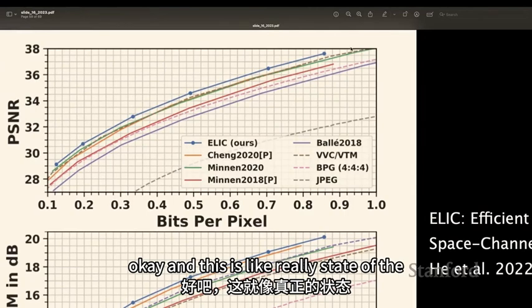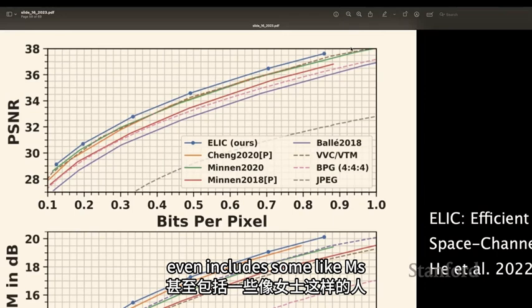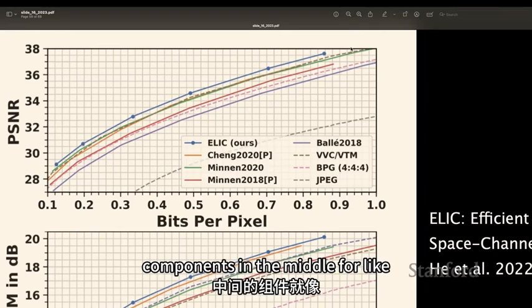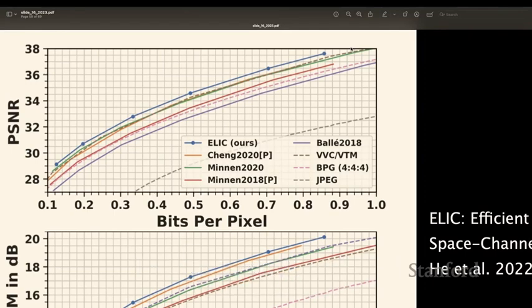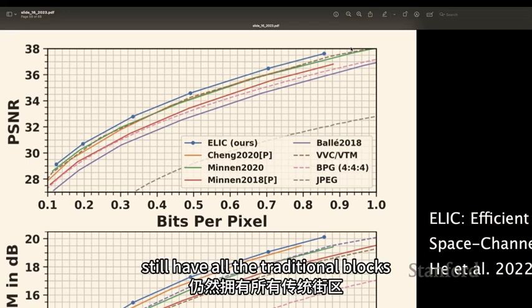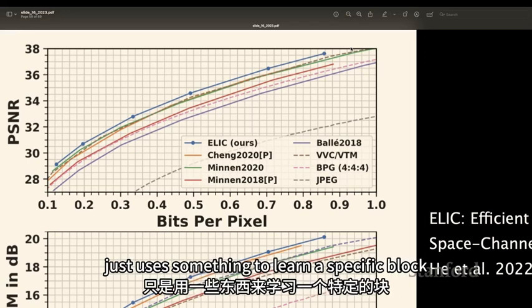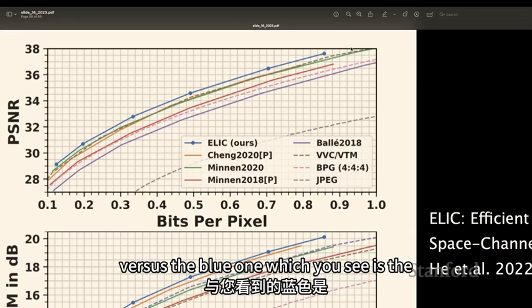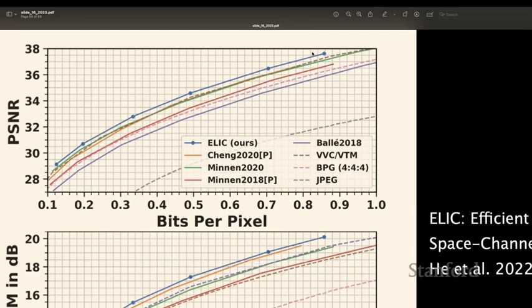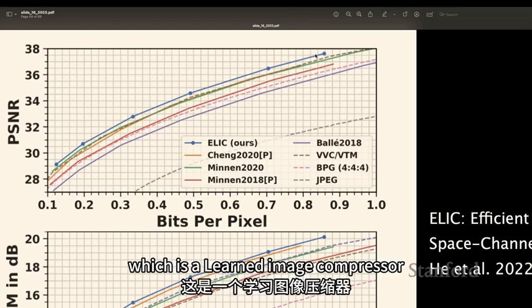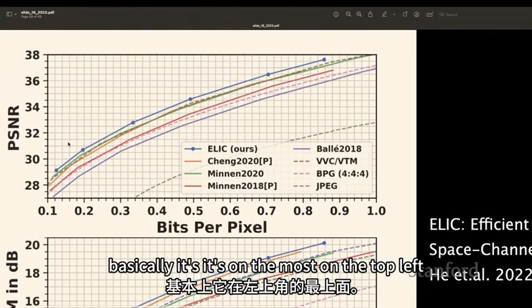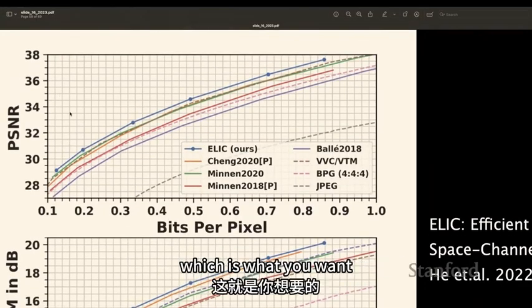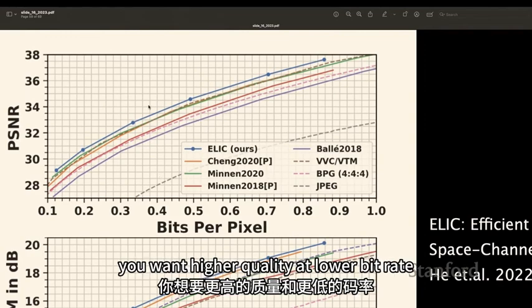This is really state-of-the-art, and even includes some ML components in the middle for small decision making, but this is not an end-to-end learned image compressor. It's still traditional in the sense that it still has all the traditional blocks, it just uses something to learn a specific block. Versus the blue one, which is what their work is, a learned image compressor. You can see that in PSNR, it's mostly on the top left, which is what you want. You want higher quality at lower bit rate.